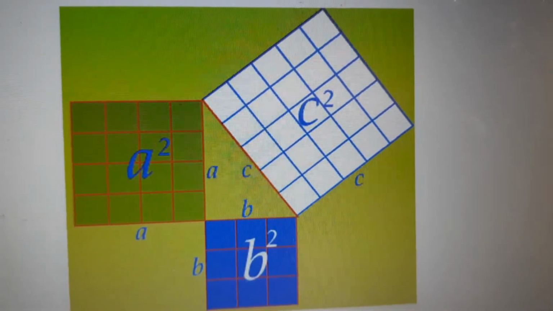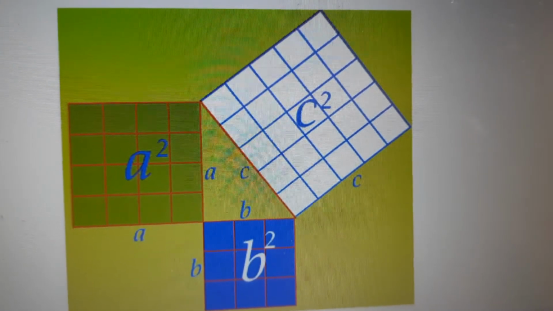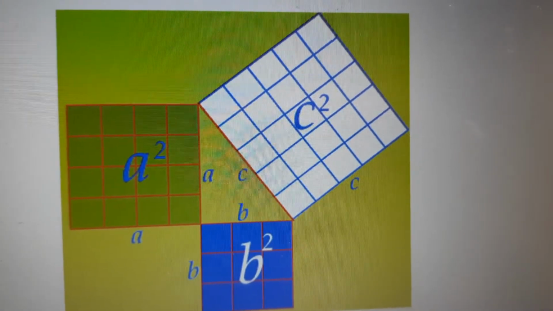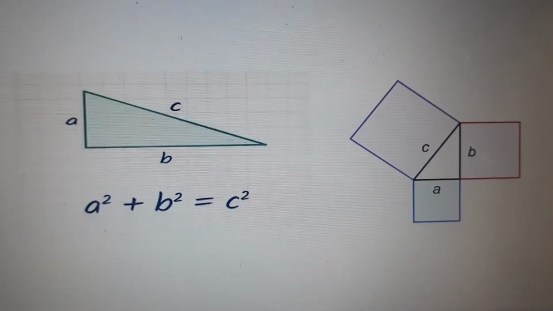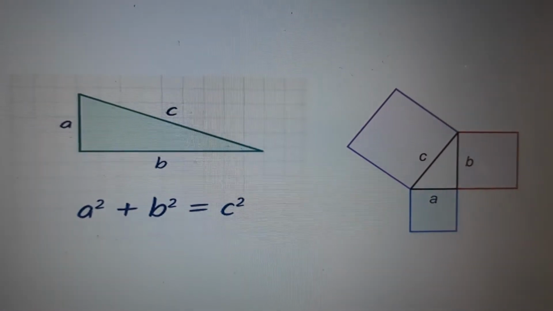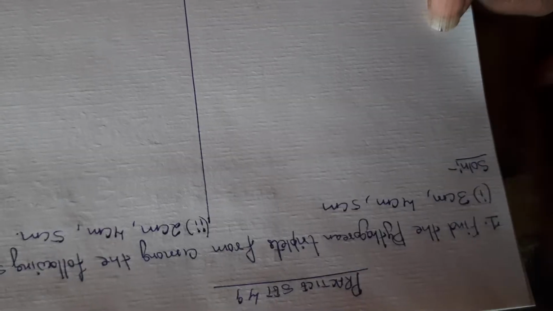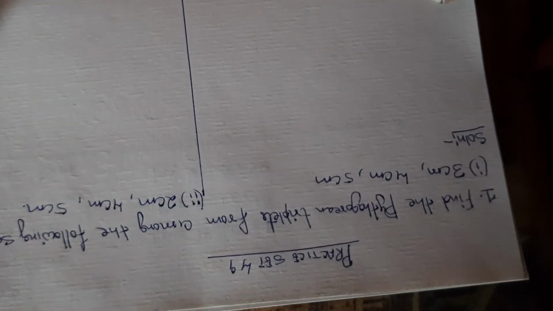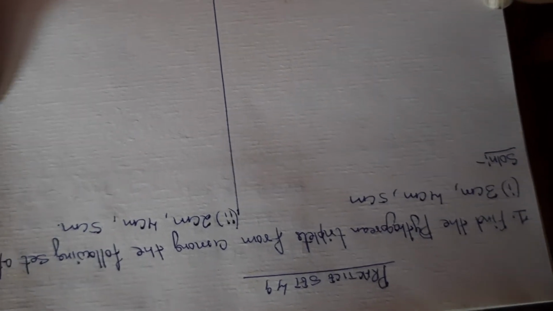So see, c square is the bigger square, and the area of that square is equal to the area of a square plus b square. Thus you have the formula a square plus b square is equal to c square. C square here is the hypotenuse, or you can also say c square is equal to a square plus b square. So here we go children, practice set 49, question number 1: find the Pythagorean triplets from among the following set of numbers.